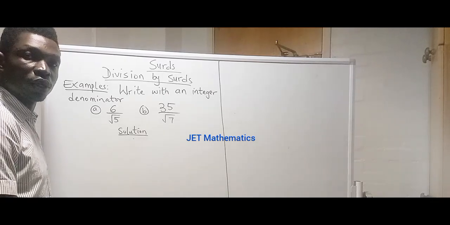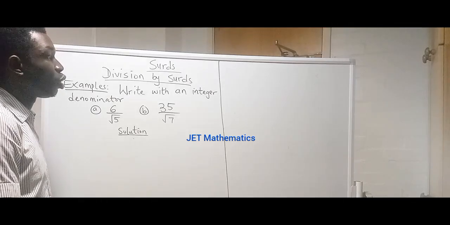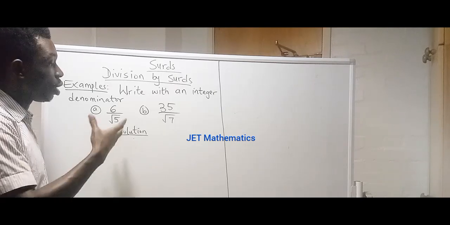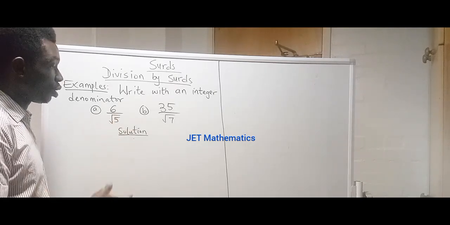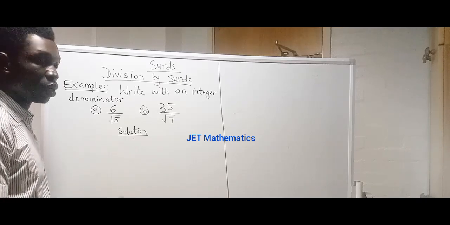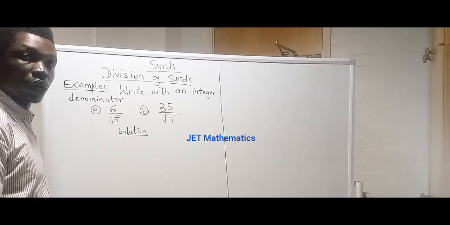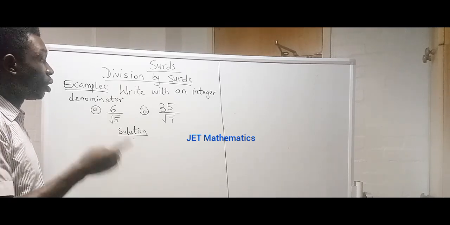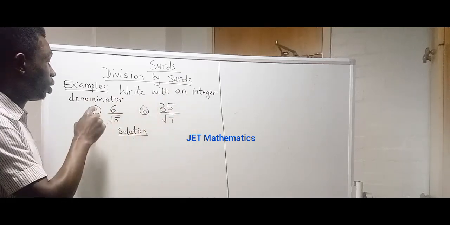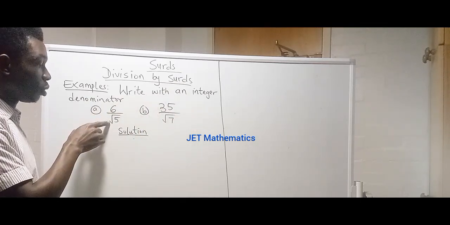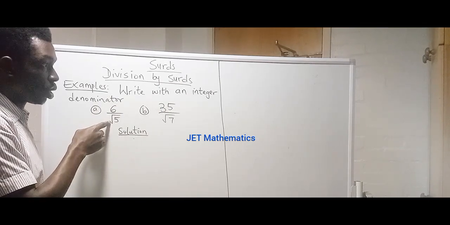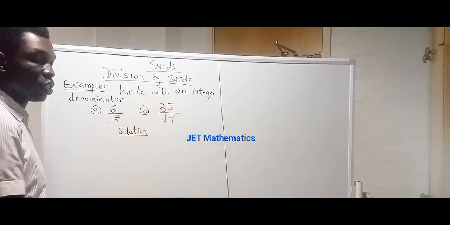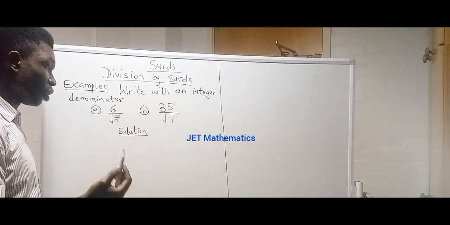Today we are looking at division by surds. So we'll be solving expressions that have a surd as the denominator, and how we can solve such kind of problem. Our first example says write with an integer denominator. Now the denominator here is irrational, but we want to make it rational, or make it an integer. So that's very easy to do.